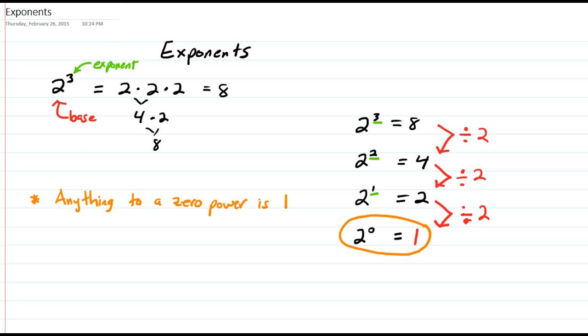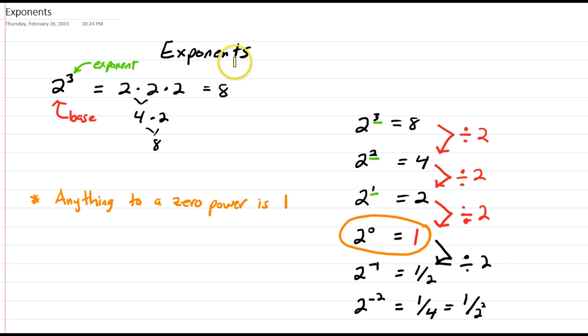Alright, now we're going to keep looking at this. So if I went 3, 2, 1, 0, my next exponent would be negative 1. And so I have to keep following this rule. So 1 divided by 2 gives us 1/2. And I keep following this pattern. So this would be 2 to the negative 2. So 1/2 divided by 2, half of a half, is 1/4, which is really 1 over 2 squared.